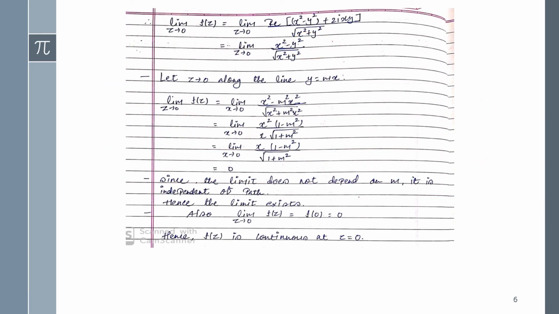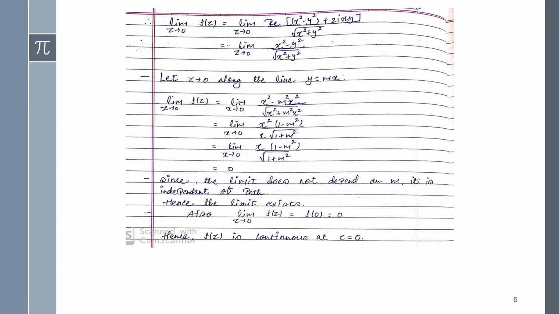And now here you can see that limit z tends to 0, and real part of, here I have just opened the brackets, and it will be x square plus 2ixy plus i square y square, and the value of i square will be minus 1, so that's why it will be minus y square. So I'm just separating the real and the imaginary parts. So I have written together x square minus y square as your real part, plus 2ixy, which is your imaginary part.